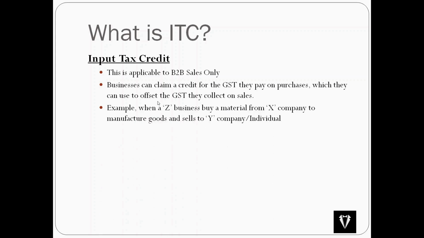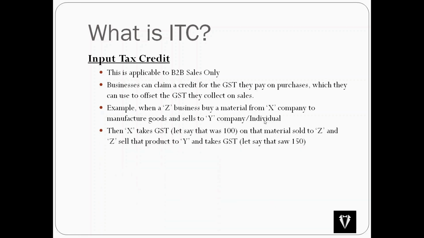Let's explain this with an example. This is a very good example, so just pay attention to it. Let's say Z is a business and buys material from X company. I gave you the example of Amazon. Let's say you are selling something on Amazon, your company name is Z, and you are buying material to sell on Amazon from X company, which manufactures goods and sells to Y, an individual Amazon customer. So Z here is you, X is your wholesaler, and Y is your Amazon customer.